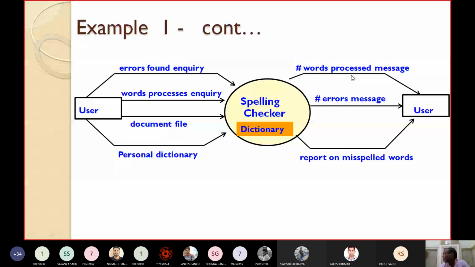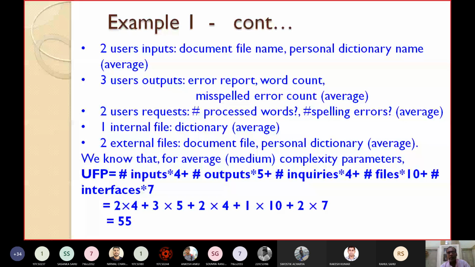So now we have already seen that there are 5 components: input, output, inquiry, files, and interfaces. Now we have to use those, and the complexities we have known. Using this, we will find out the estimated function point. Now let us analyze this. From the given problem, you can see how many inputs. You can easily see there are 2 inputs. One is the document file, another is the optional personal dictionary file. So 2 inputs you are giving. How many outputs?